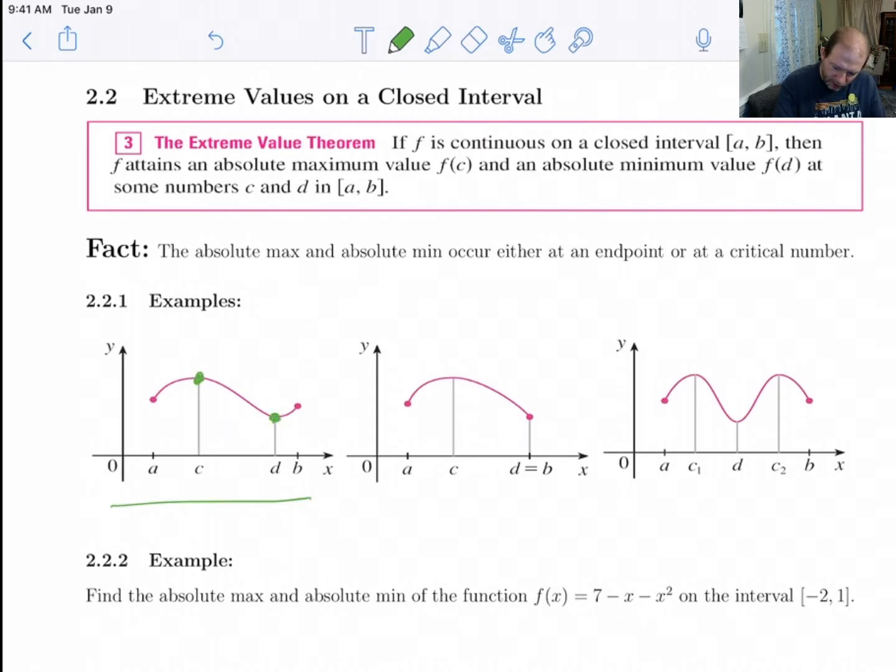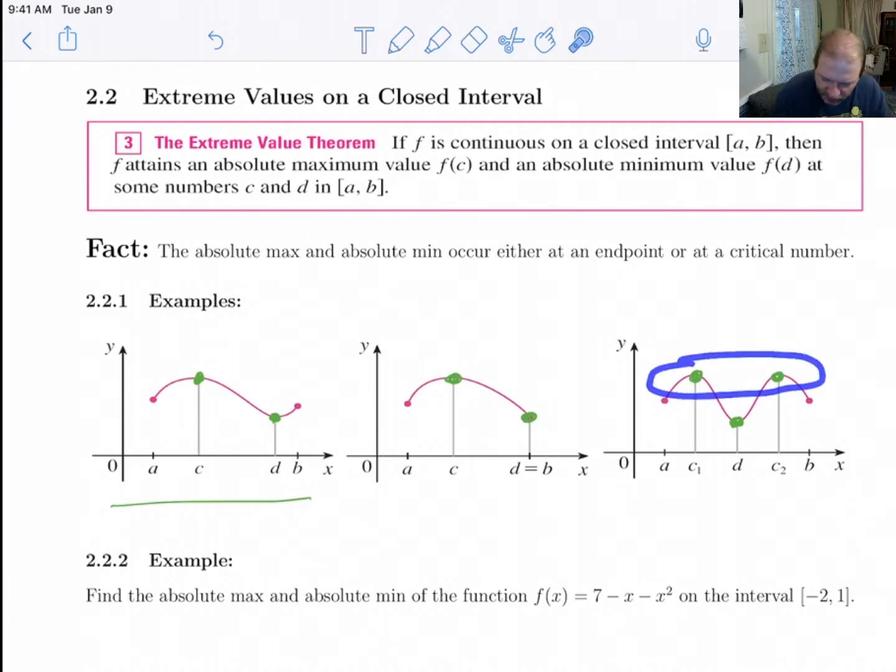On this next one, this is the highest point it attains, and it attains the lowest over here at an endpoint. And this third one, if you look at it, attains its highest value here and here, and its lowest value is attained there. So the thing I want to point out is it's possible that your absolute max or absolute min, you might attain it more than once. You could even attain it infinitely many times.